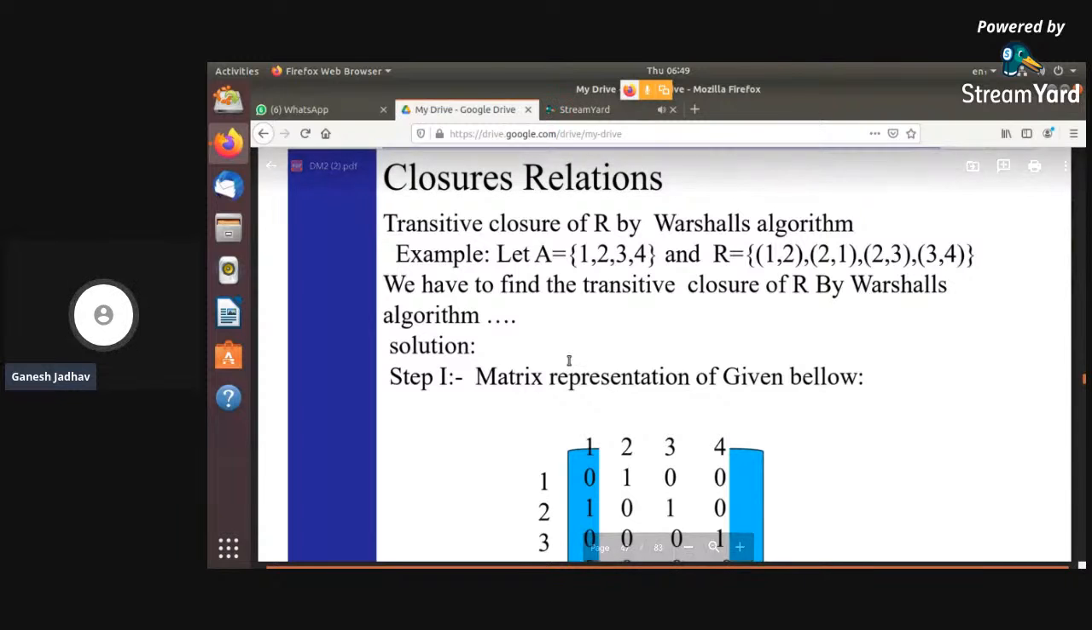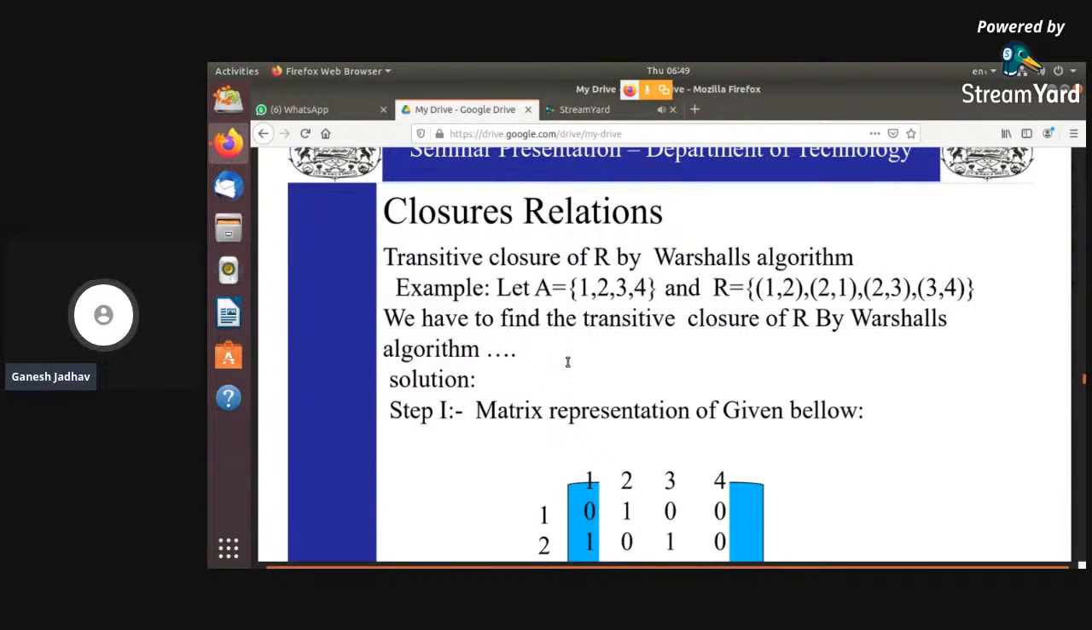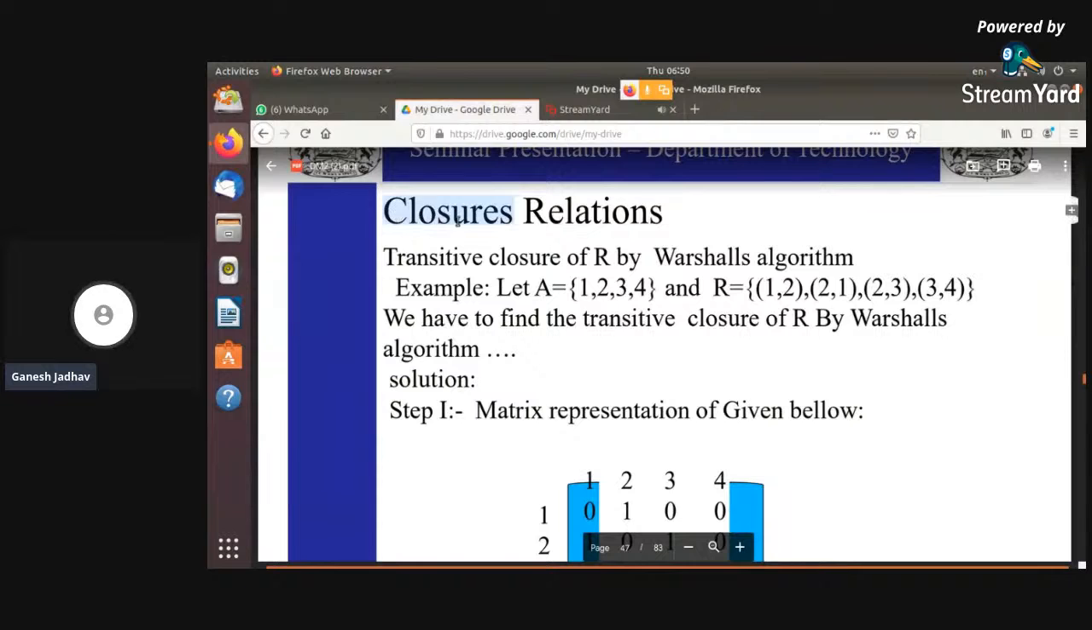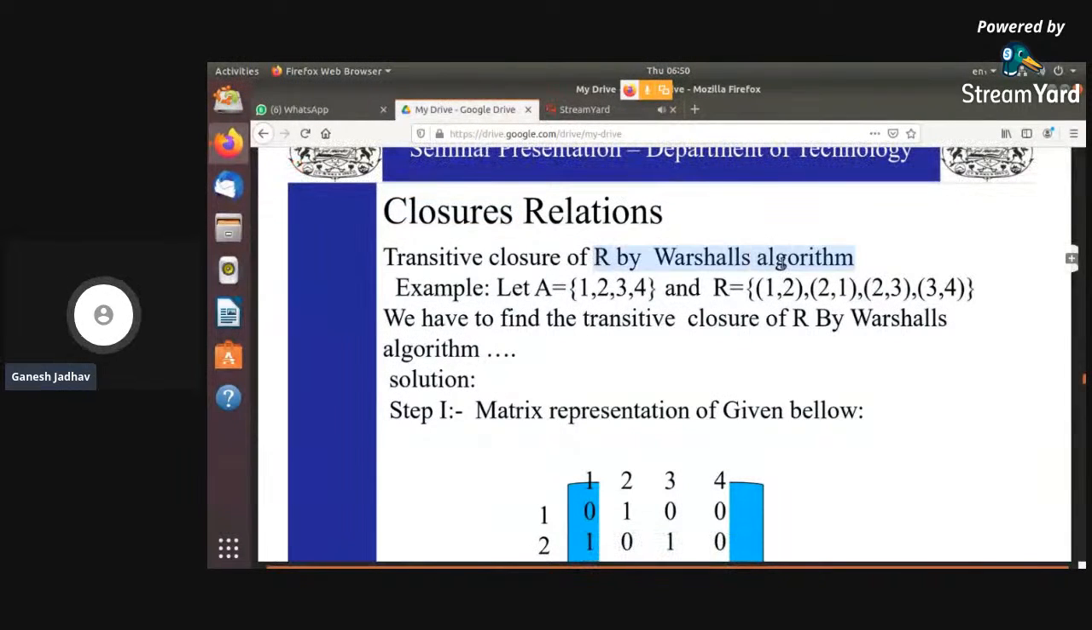So today we have seen the closure relation. As in yesterday's lecture, we have seen how to draw the Hasse diagram, and how to write the matrix from the partition also. This is very simple, and closure relation is also one of the parts of relations. So what is the closure relation? Transitive closure of R by Warshall's algorithm. This is a very important algorithm, the Warshall's algorithm. So we will directly solve an example of how we can use the Warshall's algorithm to find the solution.